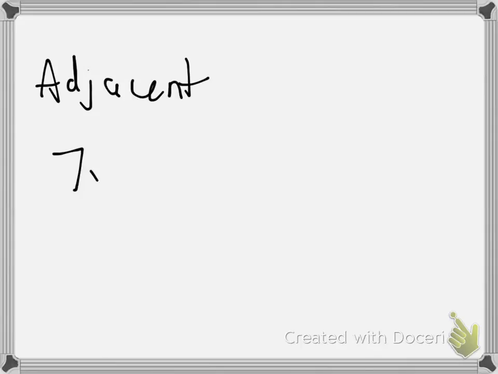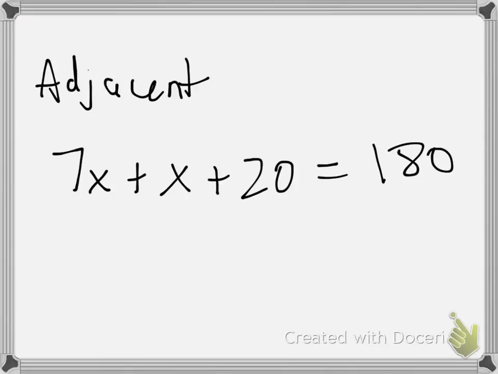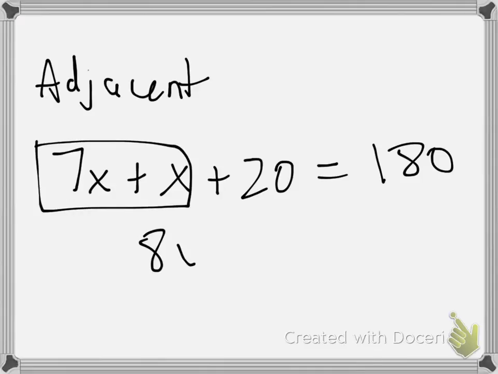And let's try number 13. First, we'll go over 13. You should have already tried it. They are next to each other, so they are adjacent. Okay, so in this one, it's saying 7x plus x plus 20 is going to equal, if you notice, those are going to form a straight line. So if you add those together, those are going to equal 180, which is a straight angle. So I'm going to combine my like terms first. 7x plus x is 8x. So plus 20 equals 180.